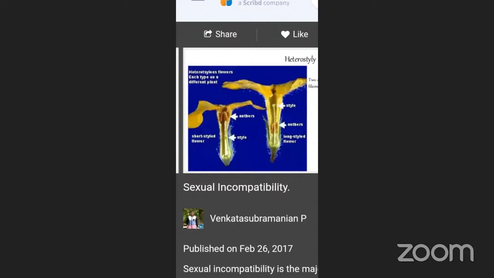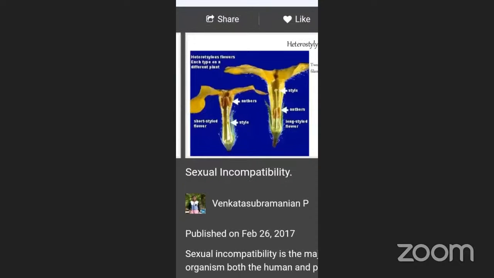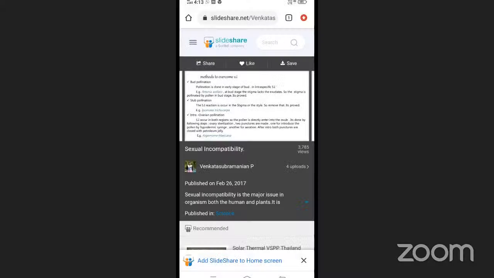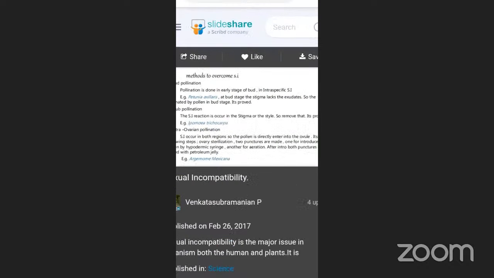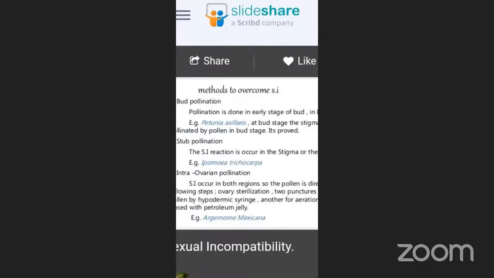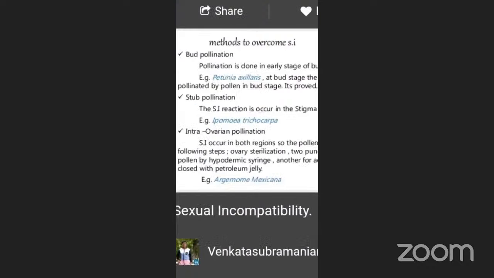So some methods are there to overcome self-incompatibility. What are the methods which overcome self-incompatibility?